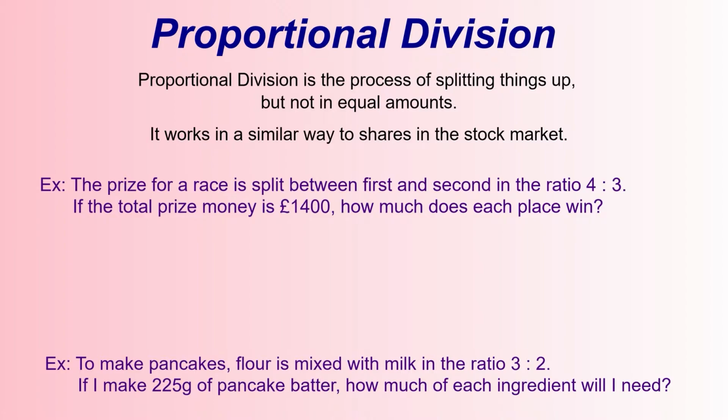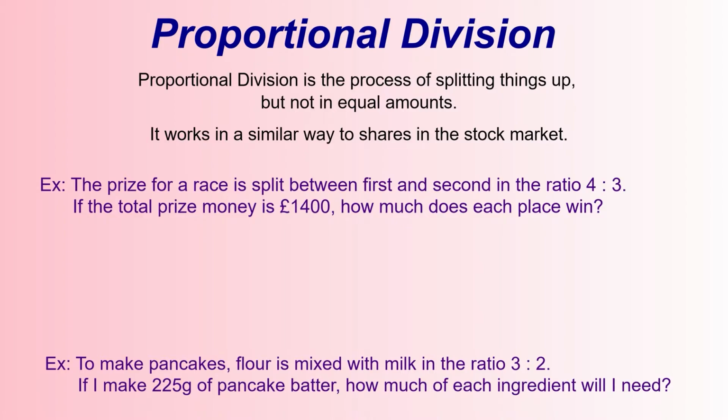One of the most common examples of this would be the stock market, where different people have different shares in a company, and the more shares you have, the more profit you would get from the company. Okay, so let's have a look at a few examples of how this works. We're going to look at much simpler examples than stock market kind of things, but that's how it could be extended into the real world. So, first example, we've got the prize for a race is split between first and second in the ratio 4-3.